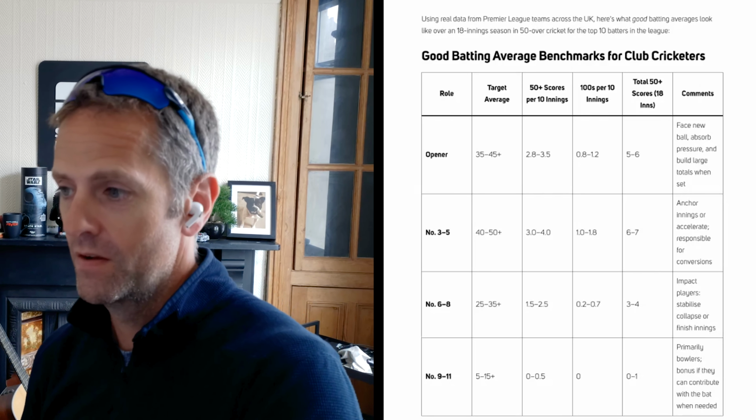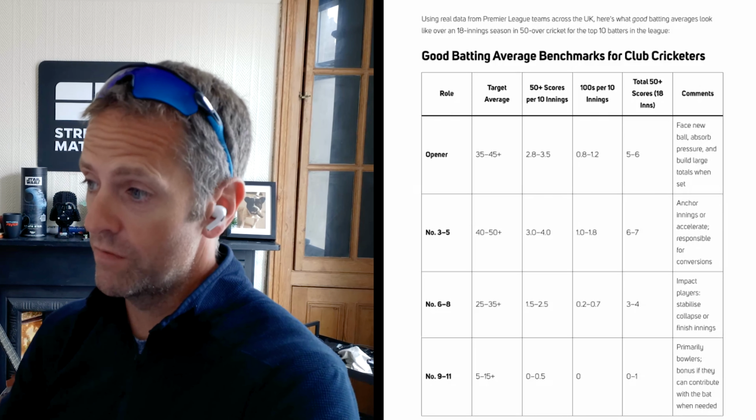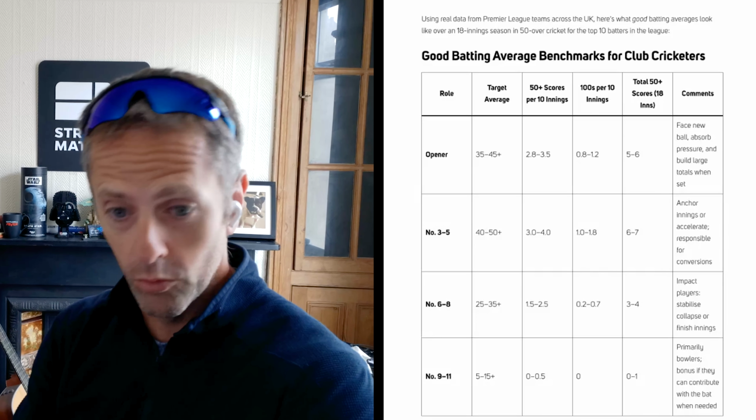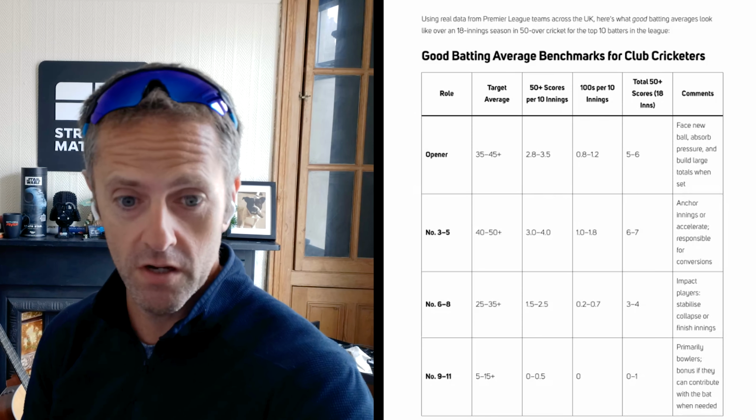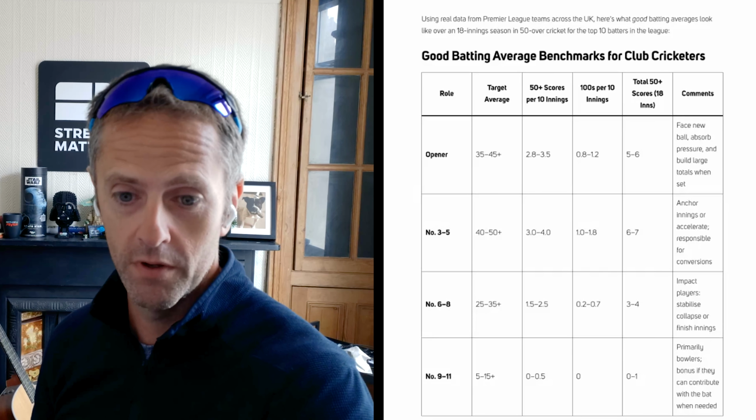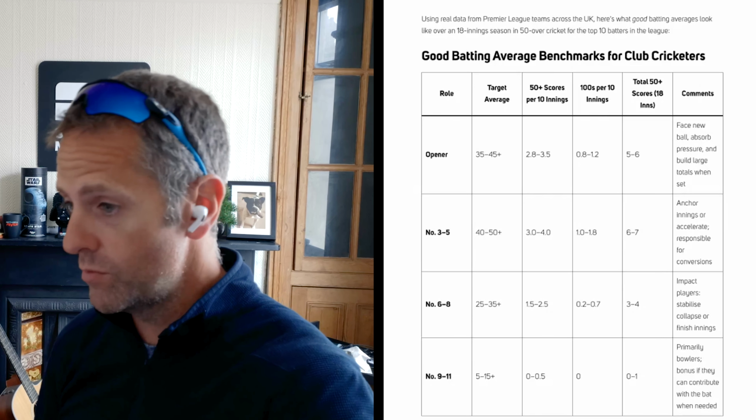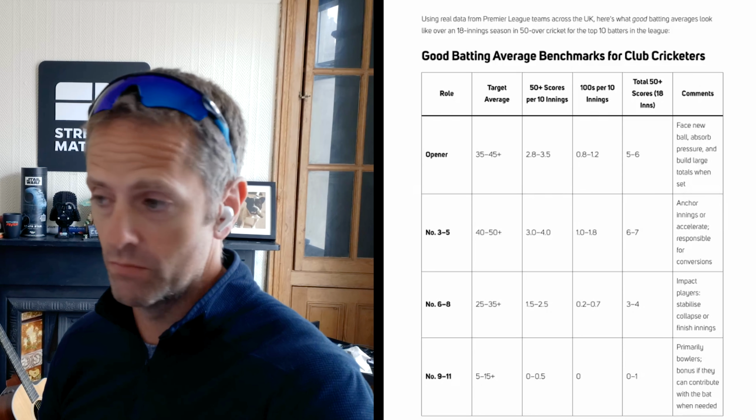Okay? It's harder. Opening the batting is harder. You're facing a new ball. You have to absorb pressure. The ball's moving around much more laterally. It's a harder place to bat. That's our job, to protect the middle order so they're the engine room who can kick on and do the work that we need them to do.